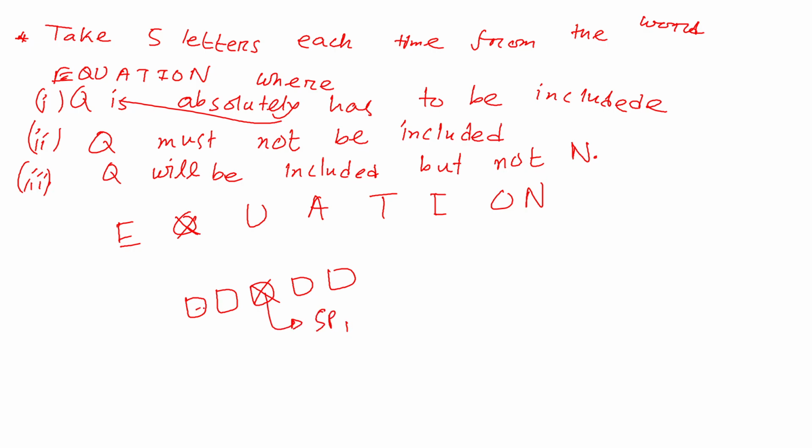Now among the 4 blank spots, we can include any letter other than N. So how many letters can we include? Out of 7, we cannot include N, so 6. That means 6P4, right? Total number of ways, and you have to multiply them.